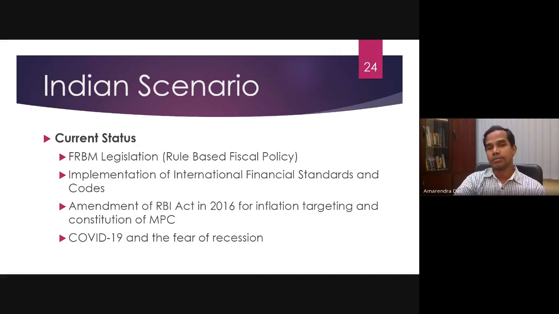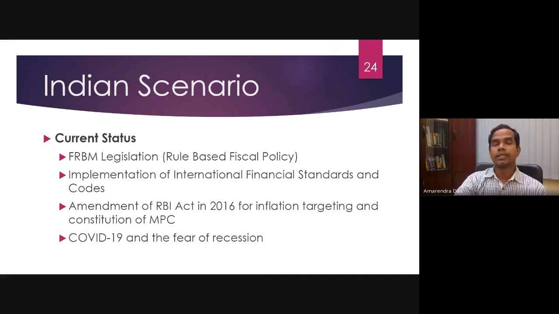However, the Reserve Bank, in its recent monetary policy announcement, has not increased the repo rate or other policy rates, or the interest rate, to control the inflation rate, because now the priority has shifted from inflation targeting to growth, to attract private investment. The interest rates are being kept low by the monetary policy authority so that the economy can revive quickly.